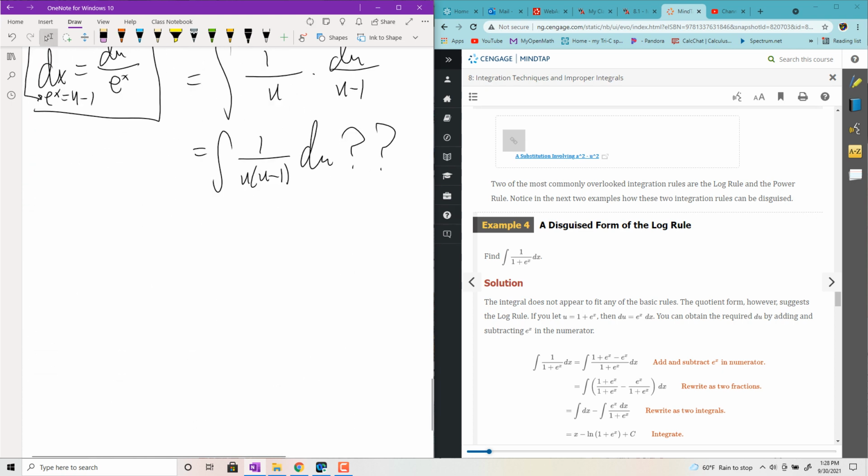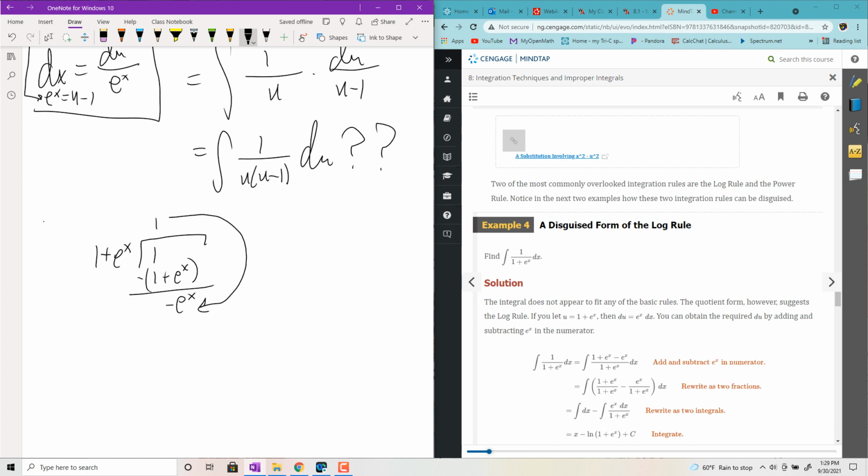You can also do long division. Let's do long division. I just want to do something other than what the book does. So what I'm going to do is take e to the x plus 1 and divide into, I guess, 1. So let me rewrite it: 1 plus e to the x. Okay, so 1 times 1 plus e to the x is 1 plus e to the x, and then I subtract it. So I get minus e to the x. Well, that's not going to be very helpful either.